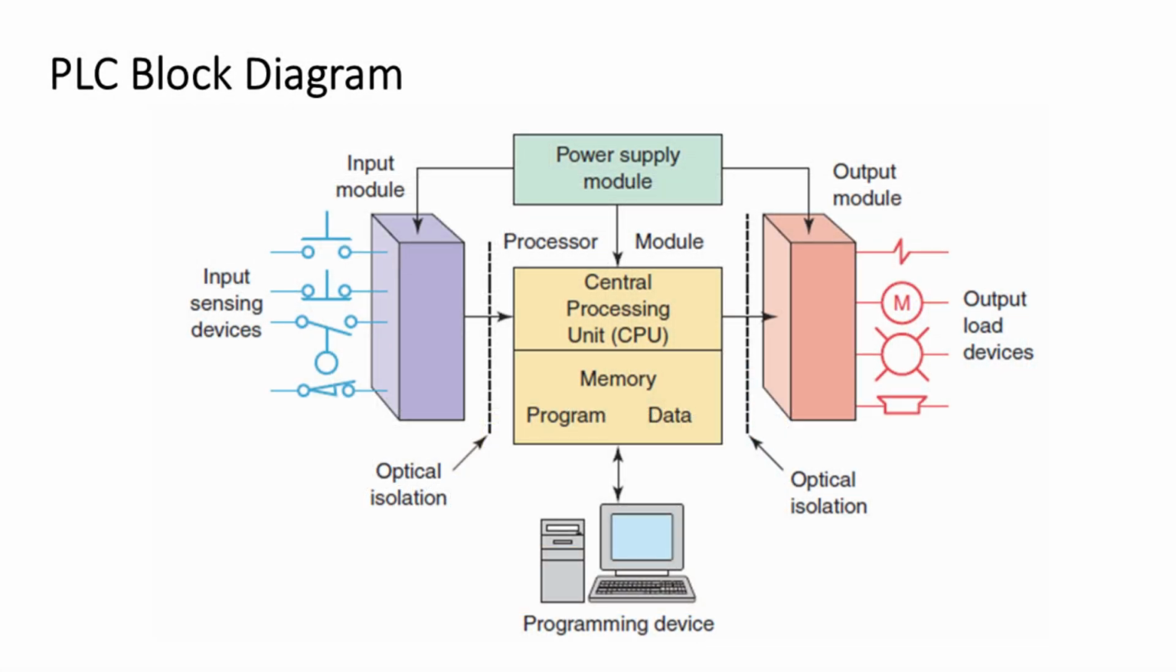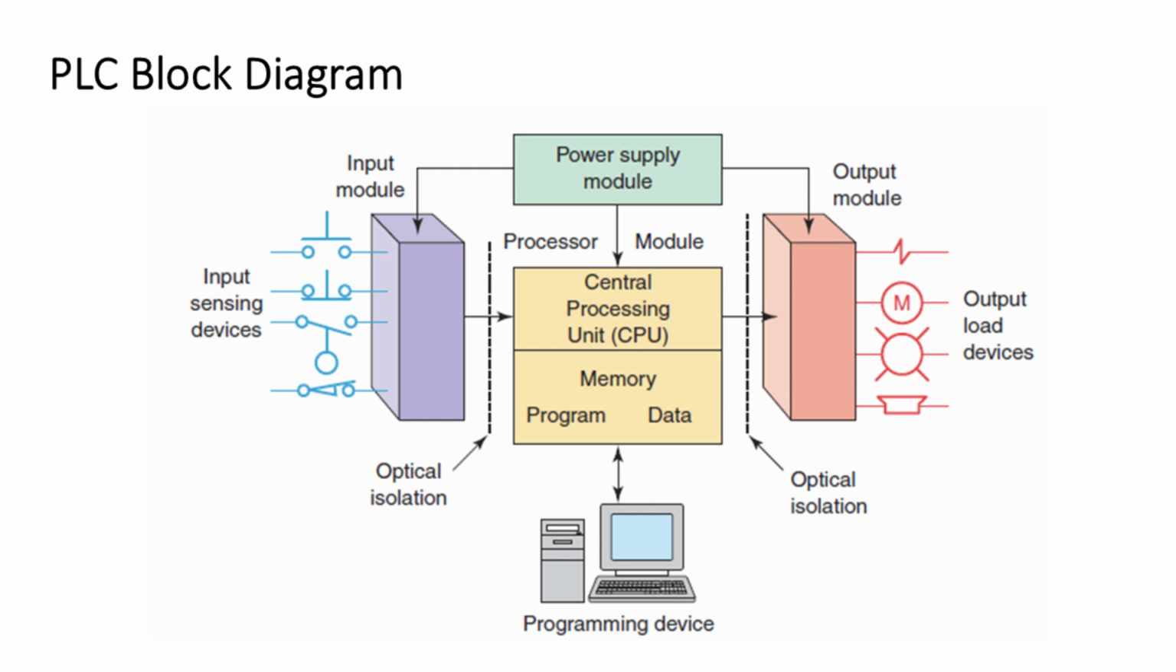This diagram shows the basic architecture of a PLC, how inputs come in, are processed, and how outputs are controlled. Think of it as the PLC's anatomy. Each block has a specific role. On the left are the input modules. These are connected to input sensing devices like push buttons, limit switches, and sensors. The input module converts these real-world signals into electrical signals the PLC can understand. Notice the optical isolation. This protects the PLC's electronics from electrical noise or surges that could come from field devices.